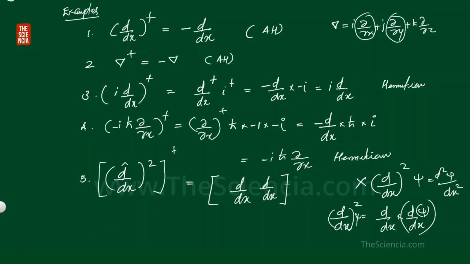So (d/dx)†, this we have to find out. First we have to take the dagger of this, that is (d/dx)† into (d/dx)†. We know (d/dx)† is equal to minus d/dx, so here also we get minus. Minus minus, so finally we will get d²/dx². So this one is also a Hermitian operator.